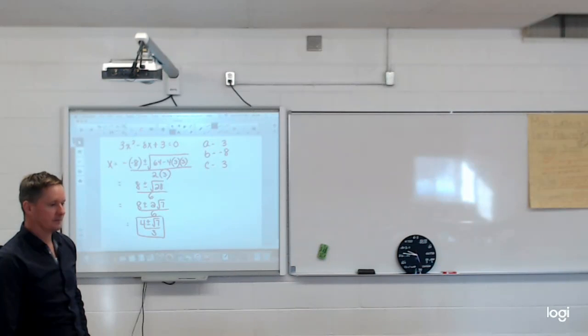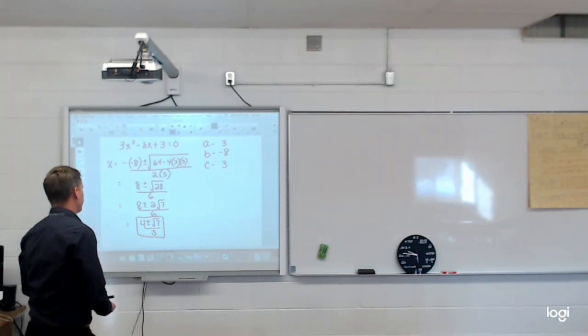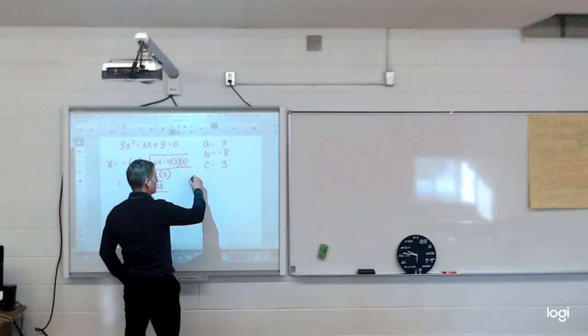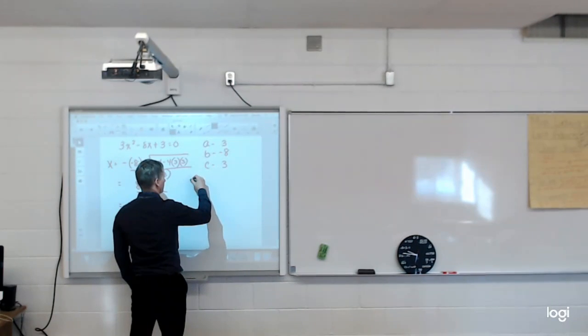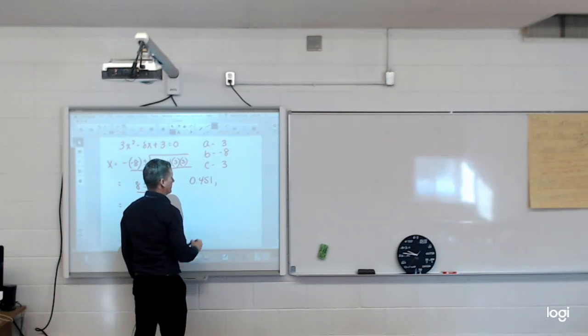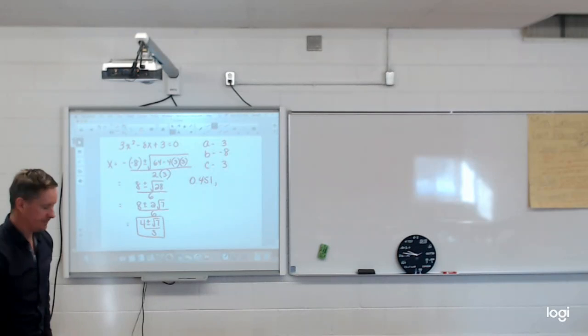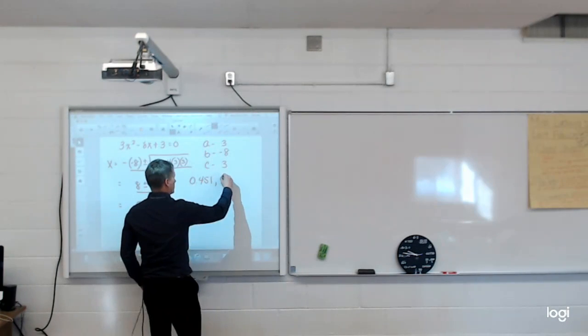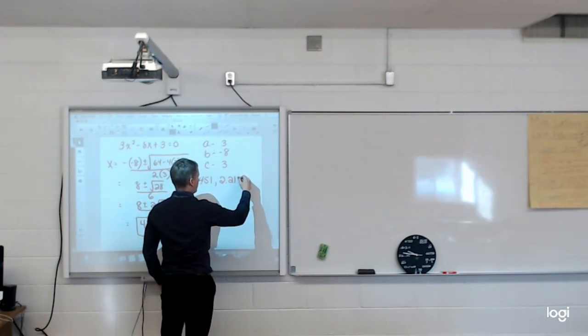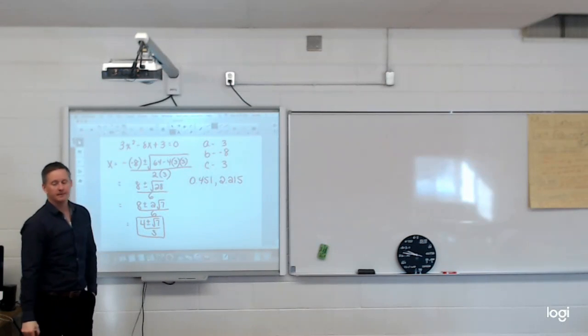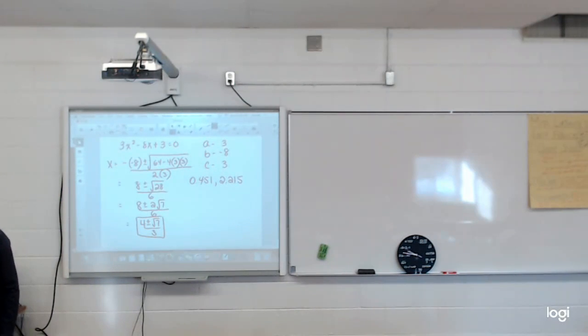All right, give me the first one. What do you got? Is this the left one or the right one? Left one is 0.451. 0.451, perfect. Find the right one. 2.215. 2.215. Okay. So far, so good.